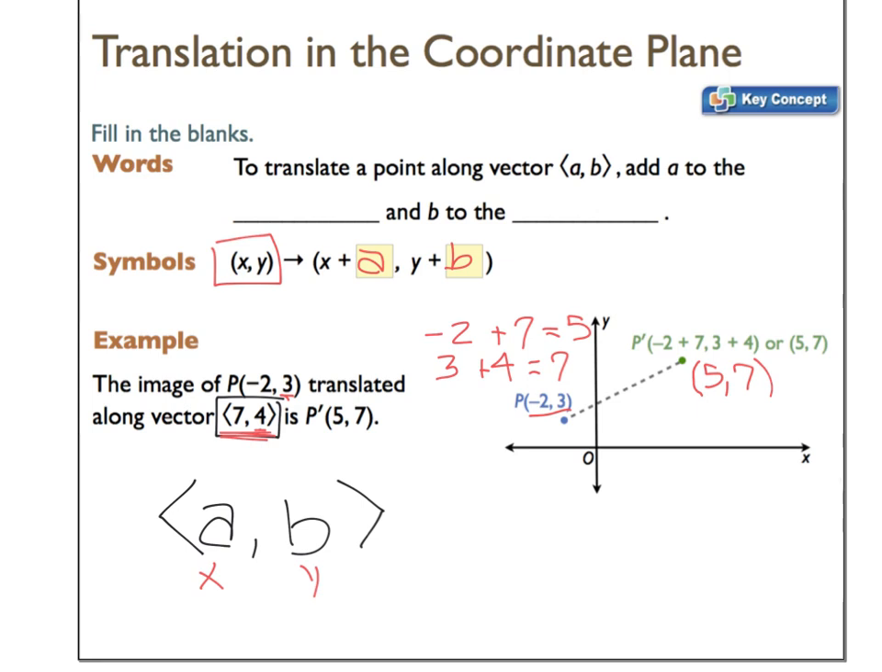So we've just moved this point 7 to the right and up 4. Remember, x talks about left and right, because that's where the x-axis is, and y, that b value, talks about up and down, again corresponding with the y-axis.